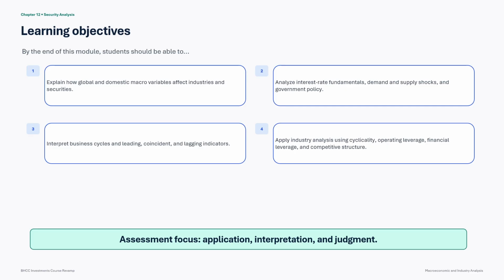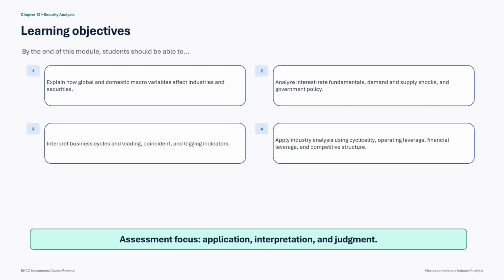Fourth, you should be able to apply industry analysis using cyclicality, operating leverage, financial leverage, and competitive structure. Operating leverage describes how fixed operating costs can magnify changes in profit when revenue moves. Financial leverage adds debt obligations to the equation. Competitive structure determines pricing power, entry barriers, substitution, and the ability to defend returns on capital. Two firms in the same industry can respond very differently because one has a flexible cost structure and a strong balance sheet, while the other has fixed costs, heavy debt, and very little room for error.